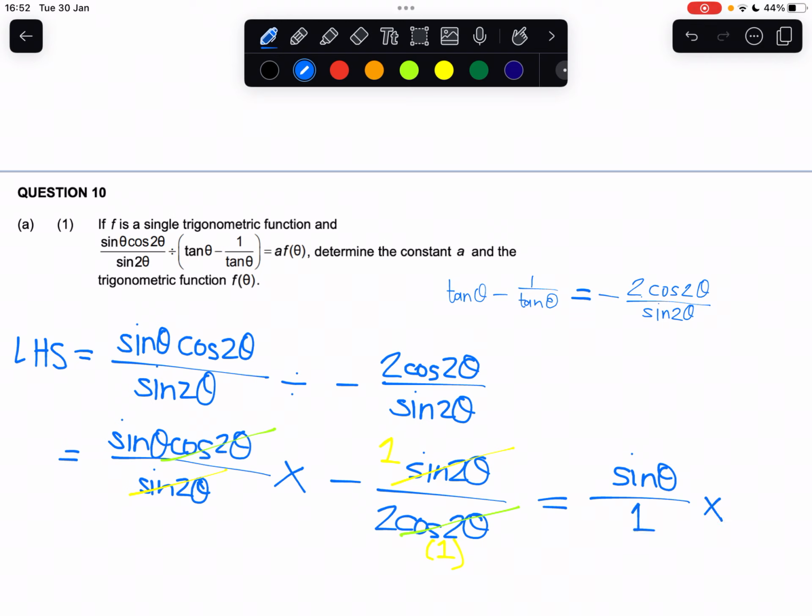Okay, I'm just going to wrap this up quickly. So we've got minus 1 over 2. So in conclusion, this ends up being minus a half times sine theta. So the A is minus a half, and the f of theta is sine theta. And let's just quickly see if the memo agrees. Memo, yes, the memo agrees. Awesome stuff.